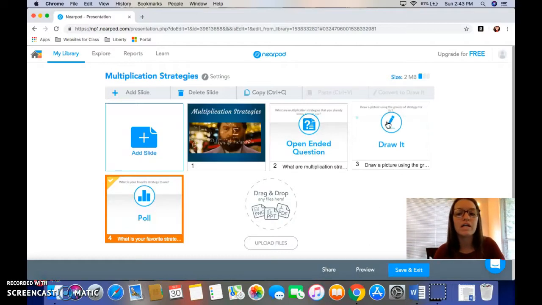I would use Draw It a lot because that gives them the opportunity to use their Chromebooks, their touchscreen, or they can use the mouse pad to draw the strategies that we are doing. So for example, this one was the groups of strategy. And I may include one a little later that says arrays, so they have to draw an array. It gives me the opportunity to see the strategies that we are teaching and gives them the opportunity to share what they know. Also, when students submit their answers, I have the opportunity to share those answers with the class for them to be able to see how another student did it.